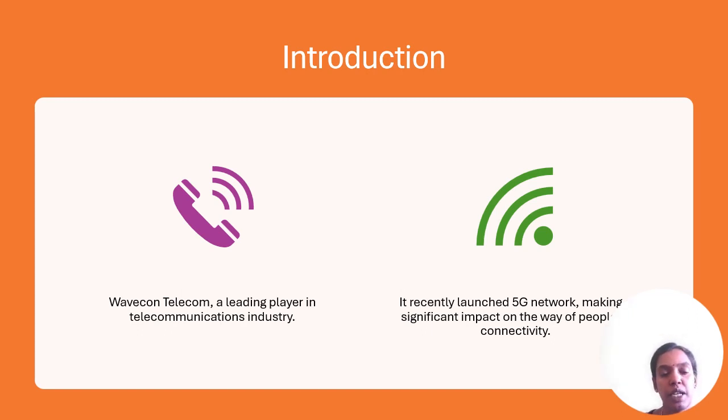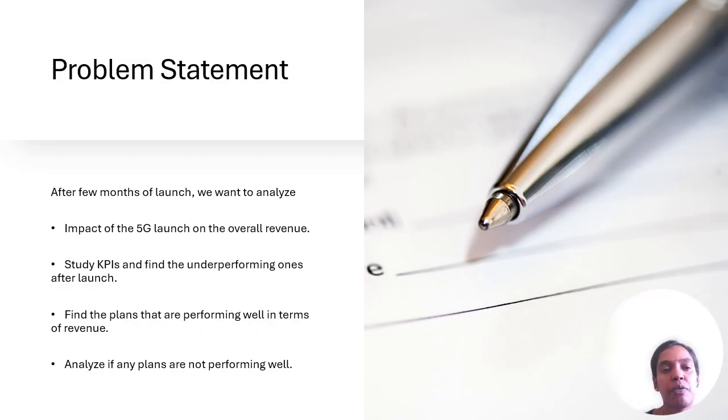Introduction. Waveconn Telecom is one of the leading players in the telecommunication industry. They recently launched a 5G network in the area to better serve their customers. It has been a few months after the launch of 5G in the area, and we have the data. We have collected the data on the revenue per month and number of total subscribers per month for the past 8 months. Now we are going to analyze this data and we want to find the impact of the 5G launch on the overall revenue for the company.